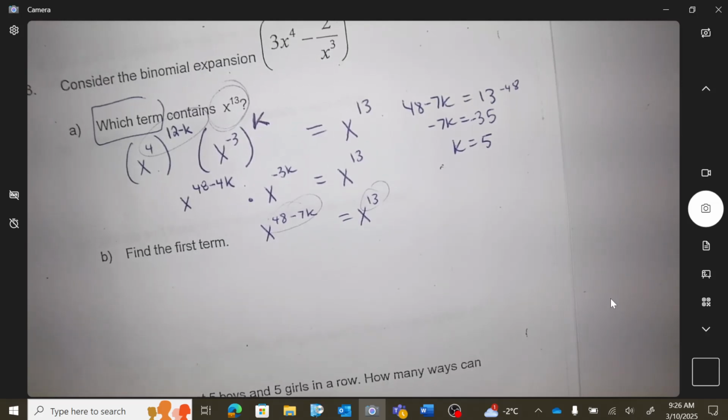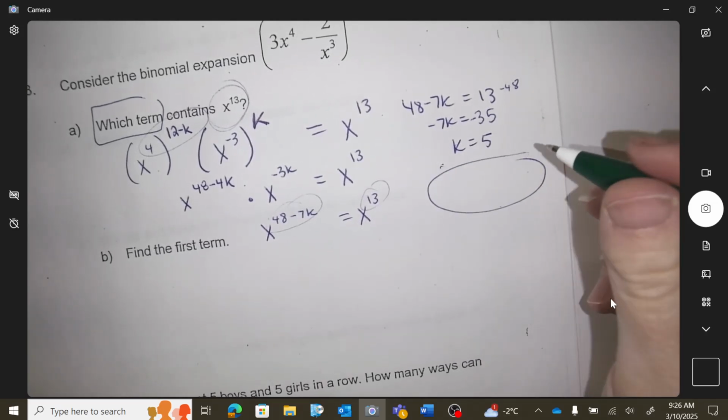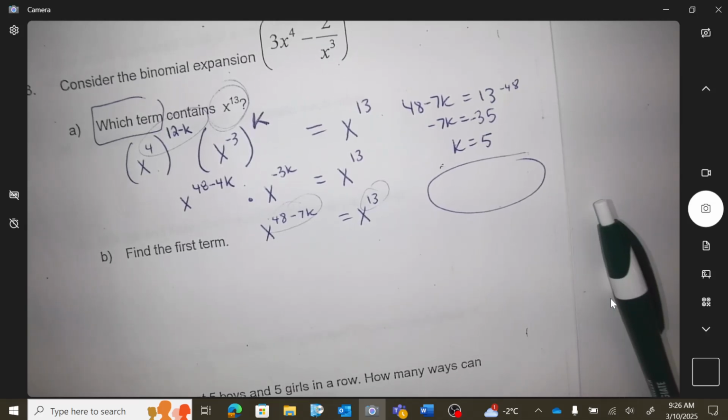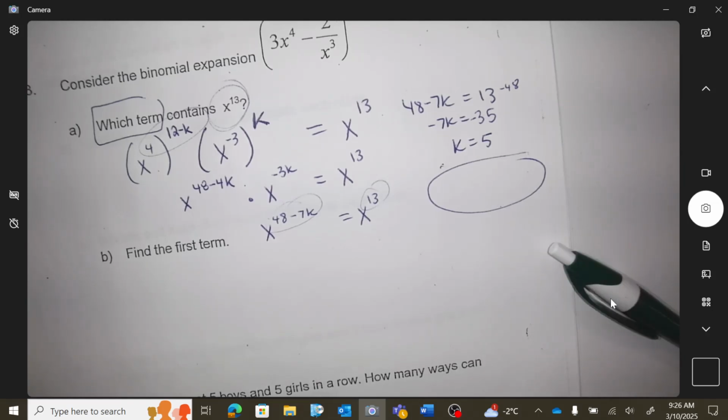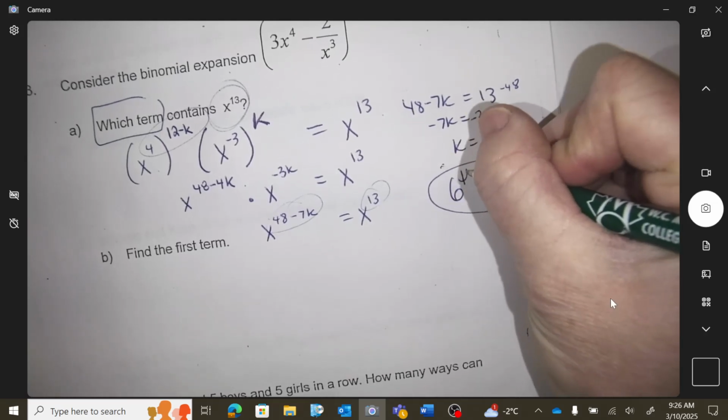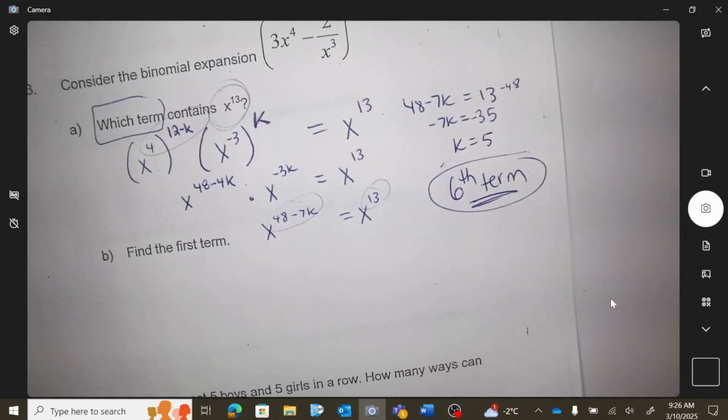All right, if you get a negative value, if you get a decimal value, something went wrong. Okay? You can't be on a partial term. There's no such thing as 1.5 terms. That doesn't work. Okay, k equals 5 is not your answer, because the question is which term? 5 is your choose number. Therefore, we are on the 6th term.